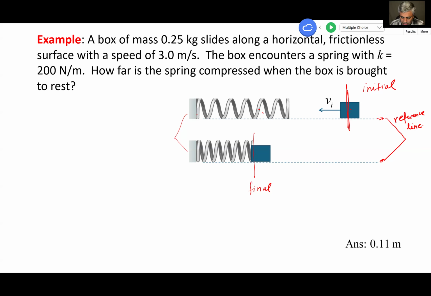So in this case, what happens is the spring is not moving. It simply gets compressed. That's it. It's not moving from one place to another place. So the spring does not have kinetic energy. The thing that's moving is the block. So it has a speed, so it has kinetic energy.